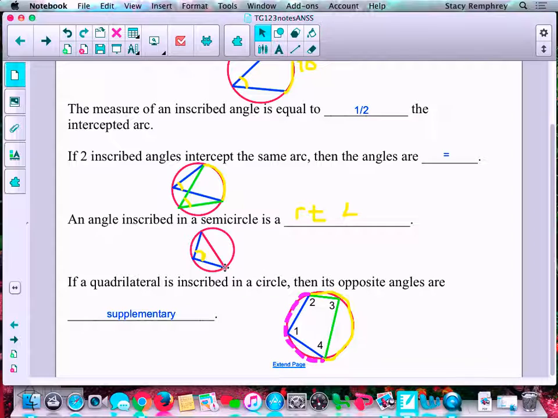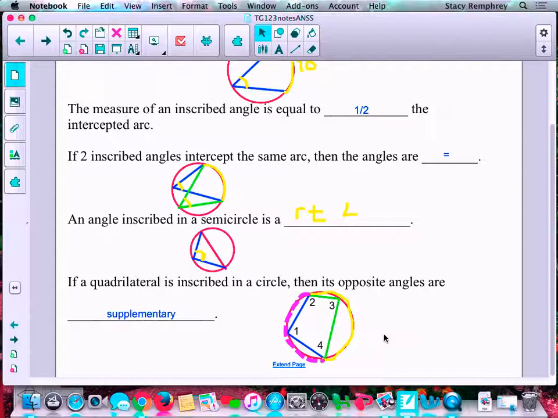An angle inscribed in a semicircle is a right angle. Okay, so here we have a semicircle. Well, a semicircle is 180 degrees. And if the angle is intercepting a 180-degree arc, it is half of that. So half of 180 is 90. So any inscribed angle that intercepts a semicircle is going to equal 90 degrees.